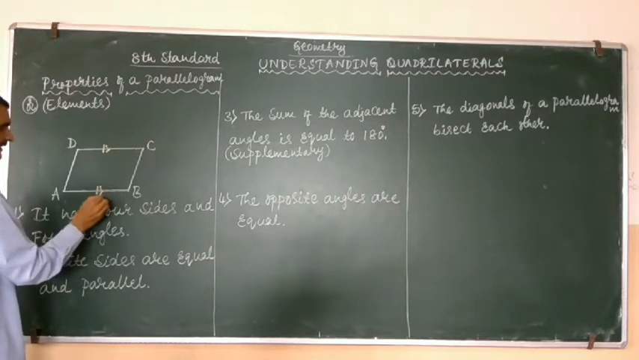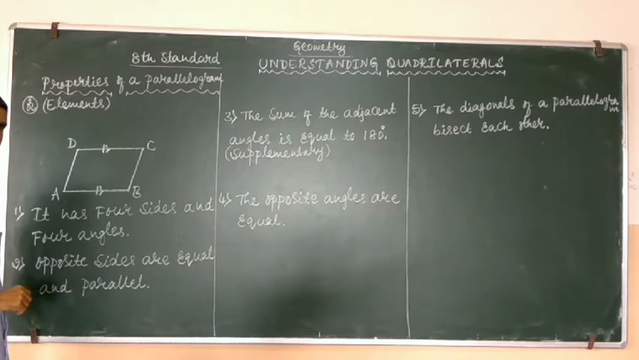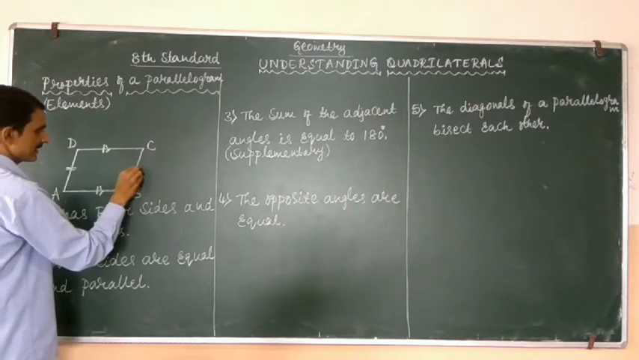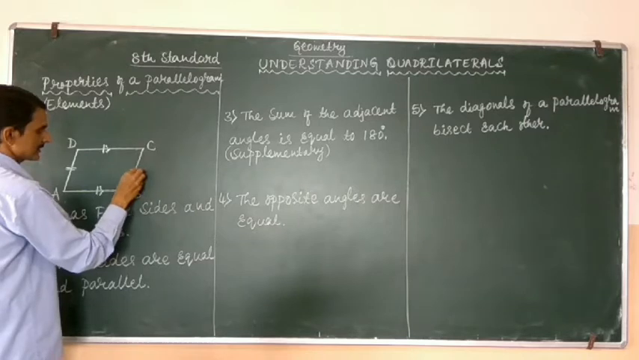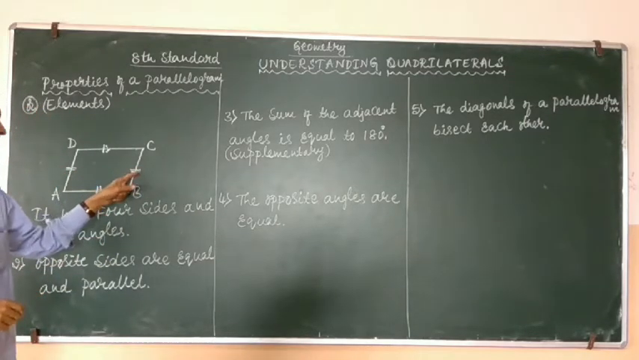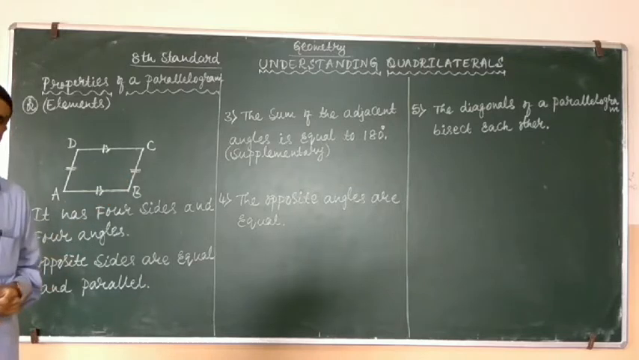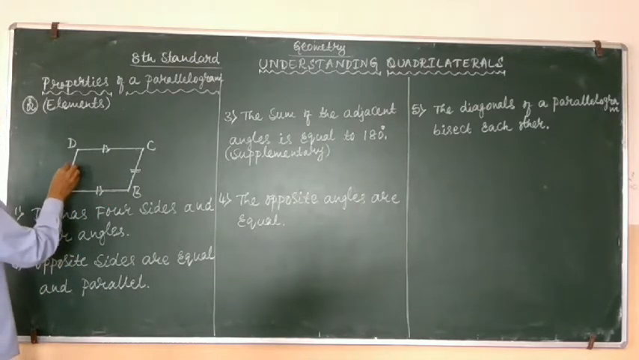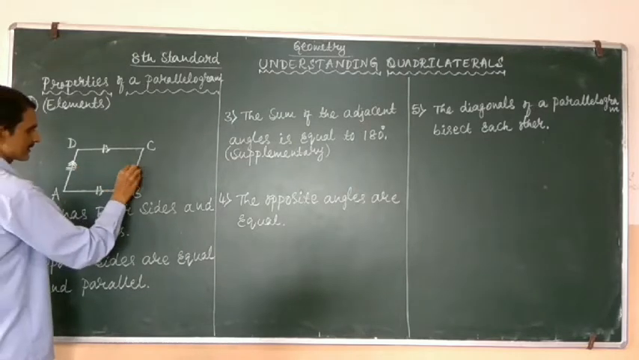Parallel lines are indicated by arrow marks. Another pair is AD and BC. These two sides are equal. These are the opposite sides. They are equal and they are also parallel, which is indicated by arrow marks.